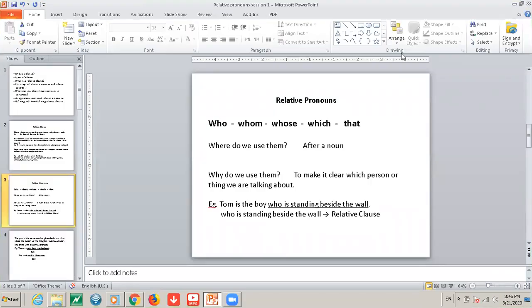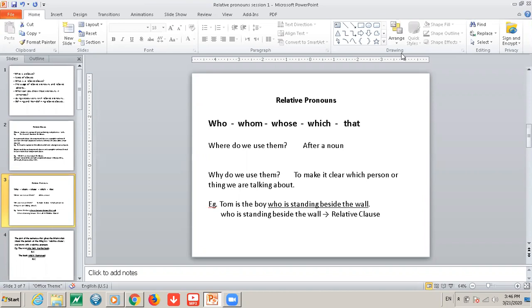Let's begin with relative pronouns. Relative pronouns are who, whom, whose, which, and that. Where do we use them? We use them after a noun. Why do we use them? To make it clear which person or thing we are talking about.